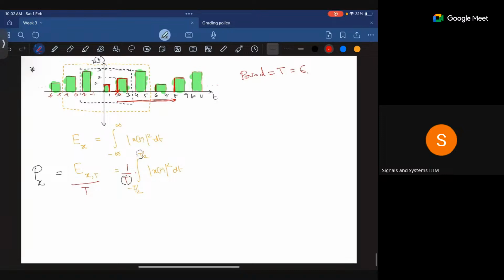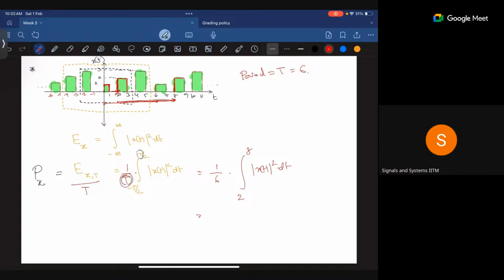So now what you do is you take capital T to be 6 and you take any interval, like you start from 2 to 8 or you start from 0 to 6. It doesn't matter. You should take one period and you just do 1 by 6 times, let me take from 2 to 8. Okay, 2 to 8. So from 2 to 8, what you have? Integral of x of t whole square dt.